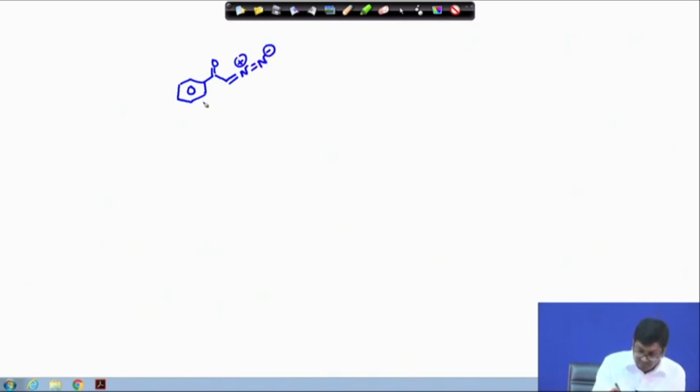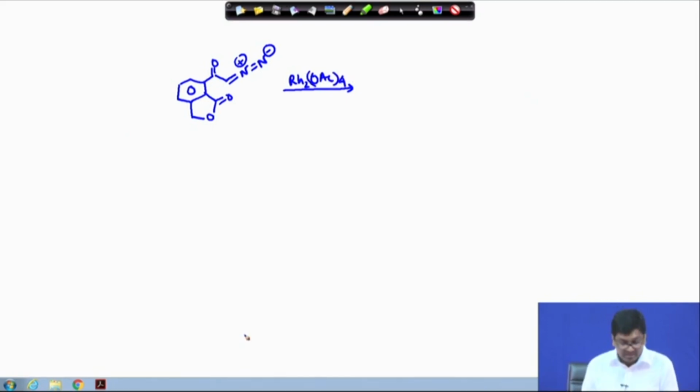Okay. And now, we have this lactone moiety with it, in the presence of again rhodium 2 acetate, and we have this alkyne with us. Now, this alkyne can react with the corresponding ylide in an intermolecular way. Okay. So, now if we treat this with rhodium 2, first what will it generate?